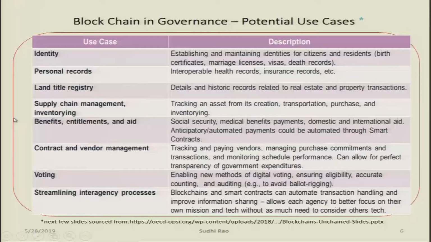One such area is identity. Establishing and maintaining identities for citizens and residents, like birth certificates, marriage licenses, visas, death records. These are all the means by which we show our identity. How do I know who I am? When I am traveling internationally, only one document is accepted, my passport. However, within the country, there are a lot of documents through which I can provide my identity. I can provide my voter's ID, my driver's license, my PAN card. Today, almost universally, we prove our identity by means of an Aadhaar card.